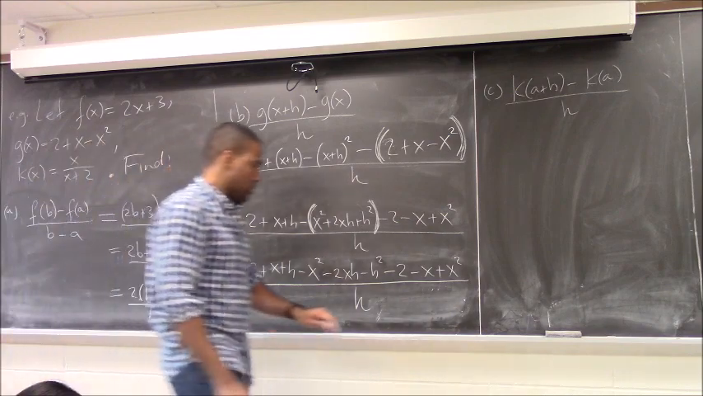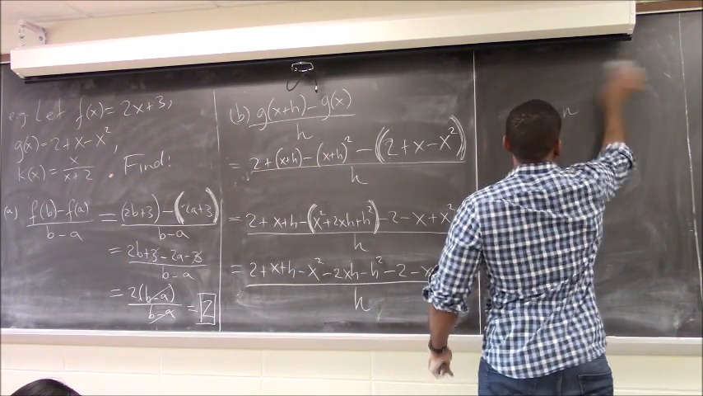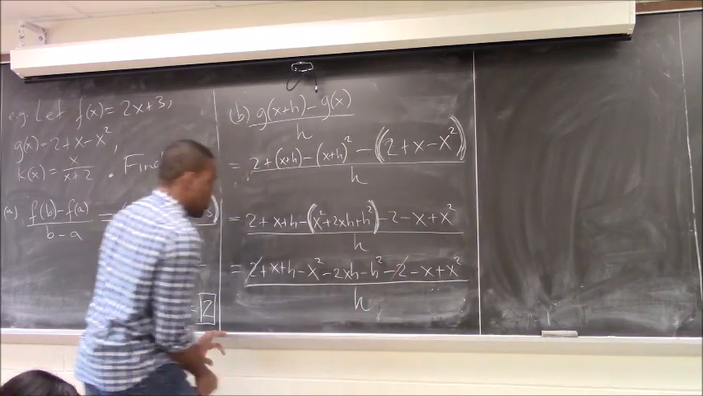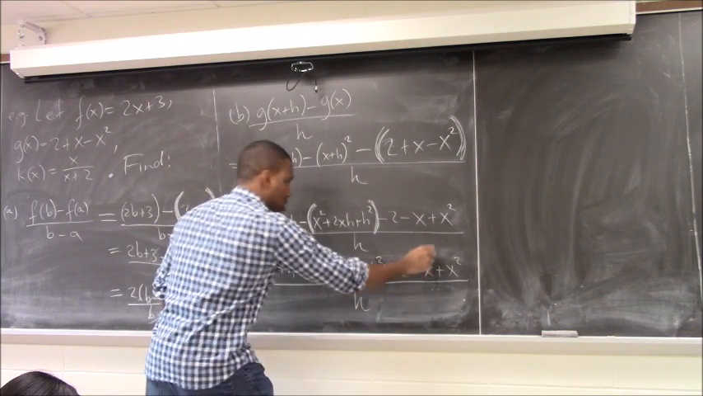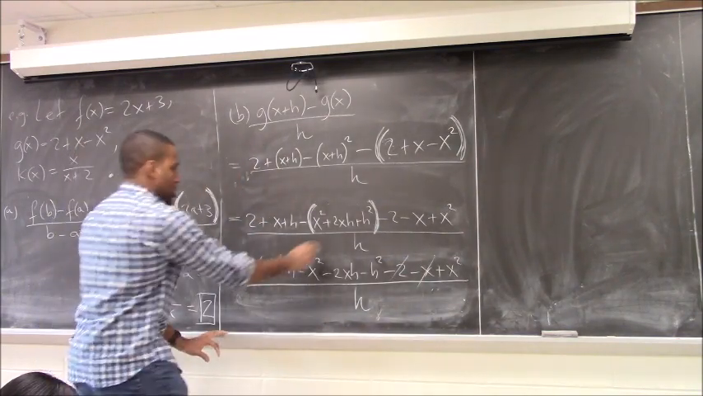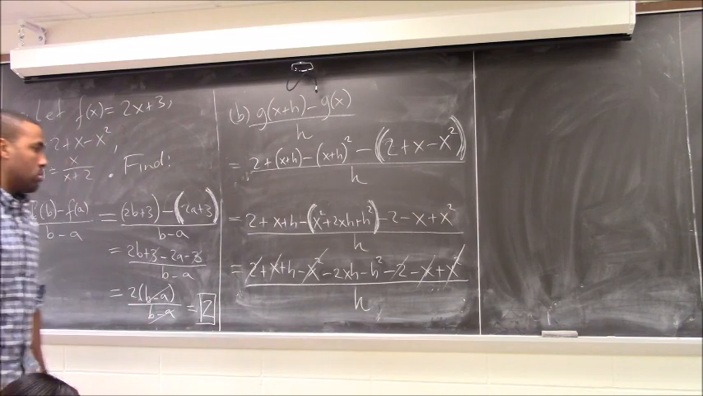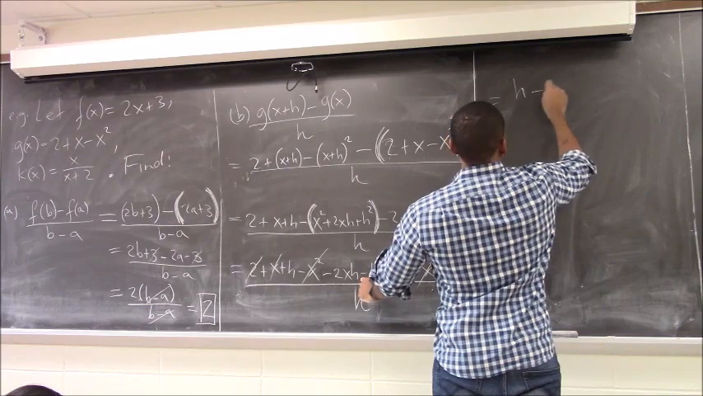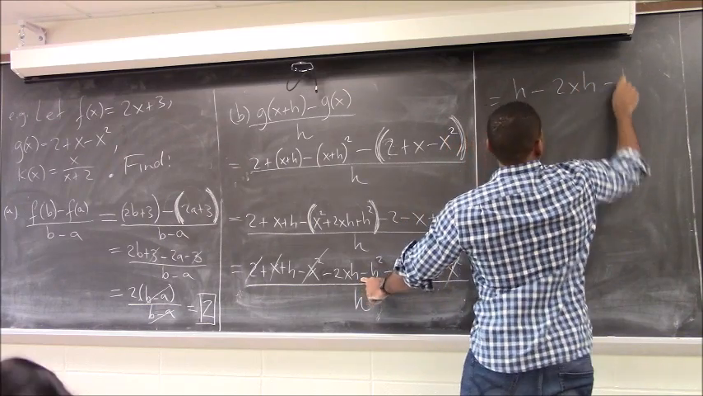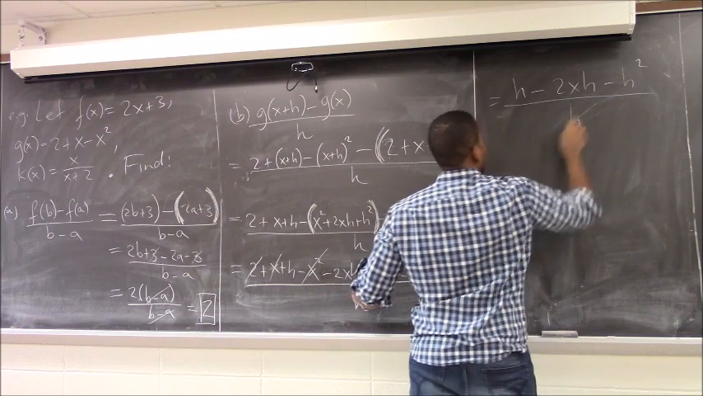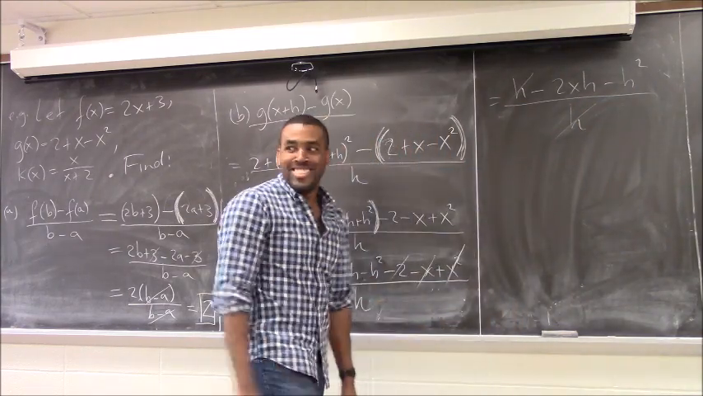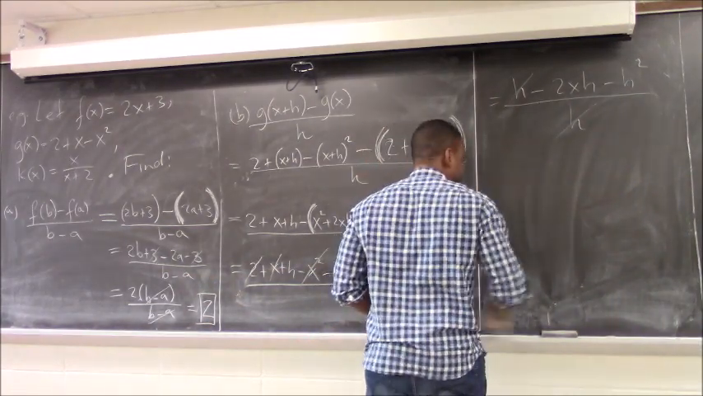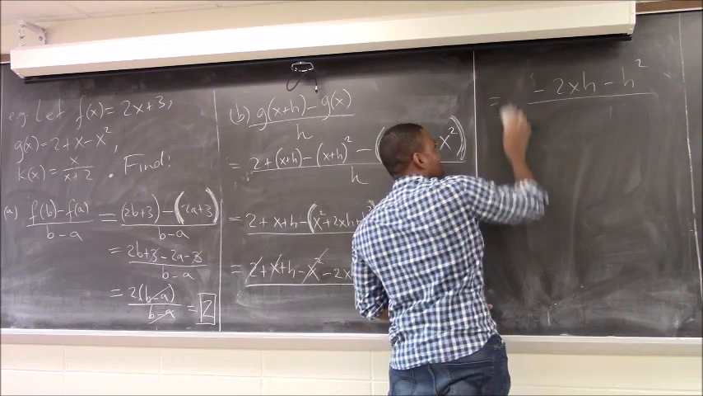Now what? You start counting. Certain things would cancel: the 2 minus 2, the x's, the x squared and x squared. So now I have h minus 2xh minus h squared, all over h. Oh yeah, we can just cancel the h's, right? No. Yes, that's the reaction you should have. No! You cannot cancel the h's because it's across a sum.